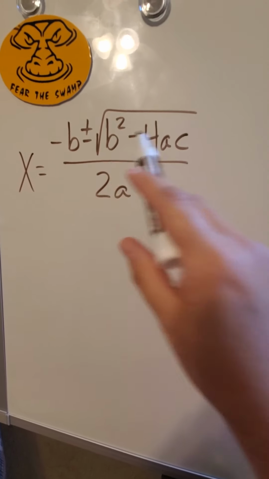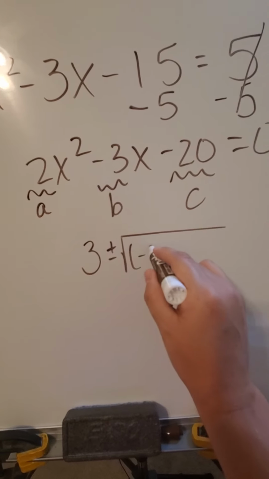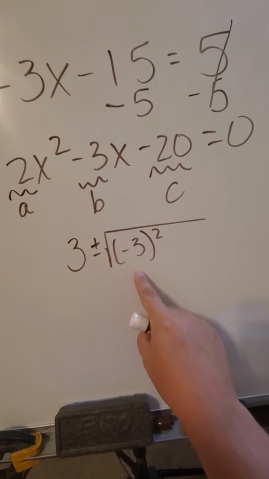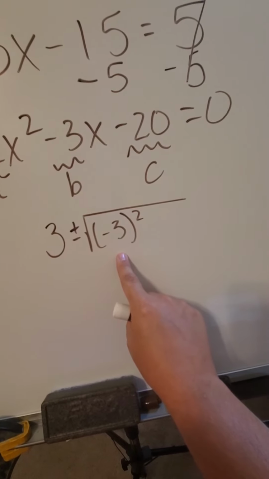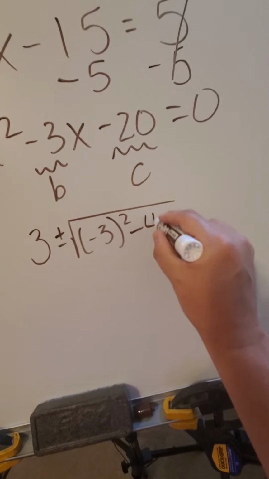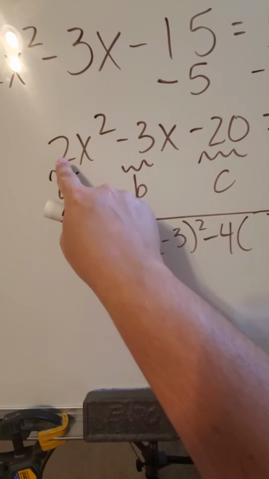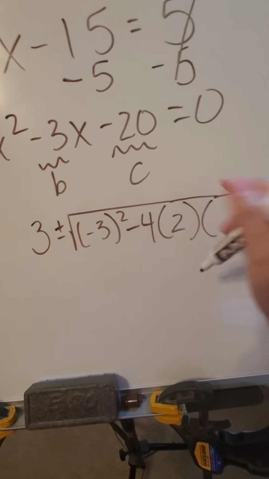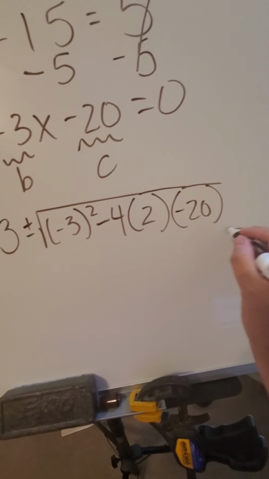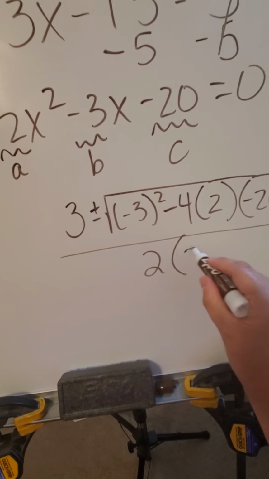B squared. So look back over here. B is negative 3. So negative 3 squared. I tell my students, always put your number, if you're squaring it, put it in parentheses so it doesn't mess up in the calculator. Minus 4 times a, in this case, a is 2, times c, and c is negative 20. All over 2 times a, which is 2 again, okay?